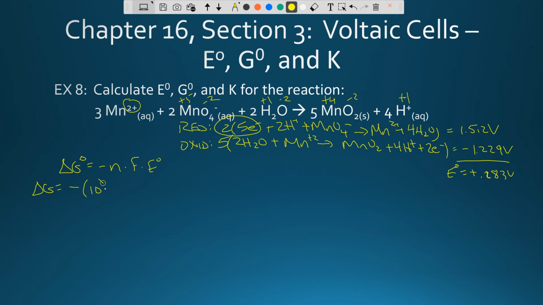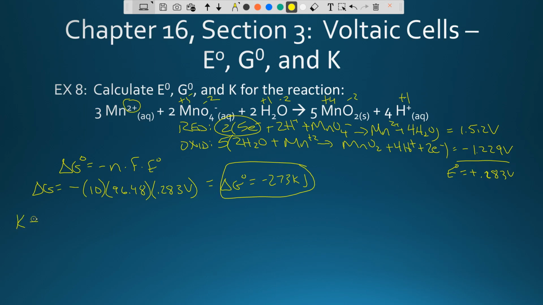So it's a negative of 10 electrons times my 96.48 of Faraday's constant. And I had 0.283 volts. And so I end up with a delta G of negative 273 kilojoules. Is it spontaneous? You bet, because it's a negative delta G value. Okay, now let's find my K value.